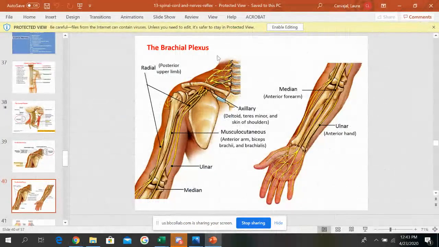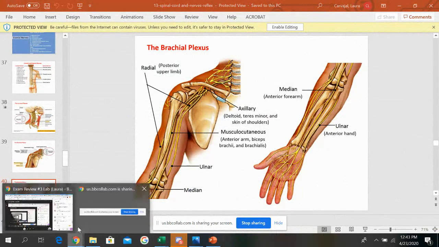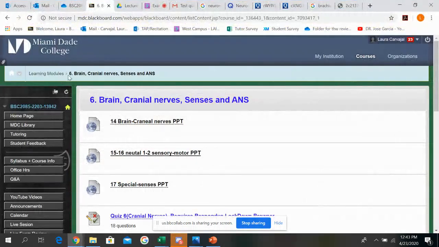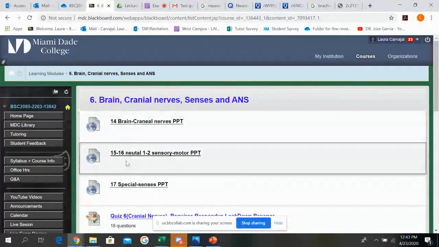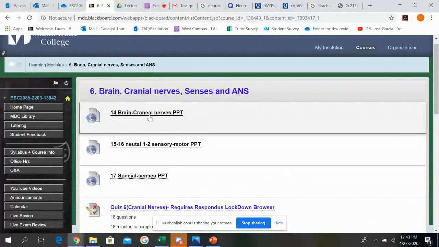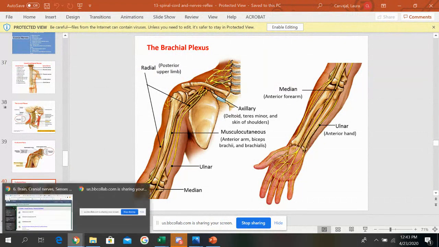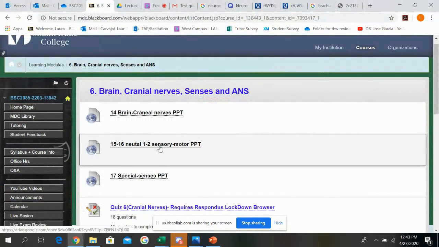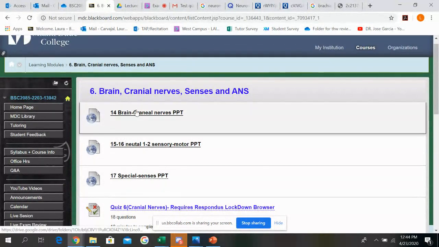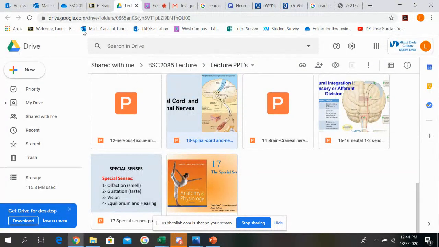Yes. So the chapter 13 PowerPoint, I found it in this module right here. Module 6, brain, cranial nerves, and senses. Sorry, chapter 14 PowerPoint. I don't know why it's mislabeled. Spinal cord and reflexes. Oh, my bad. He has different numbers here. When you click on one of these, it's going to take you to the Google Drive. We're going to click on chapter 13, this one, spinal cord and nerves. Okay, so chapter 13 in the Google Drive. Don't get it confused. The numbers are all over the place for some reason.